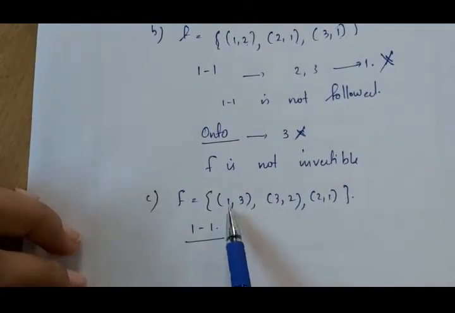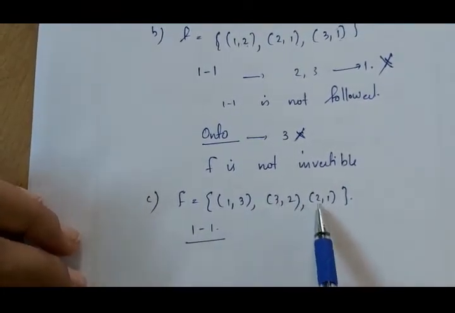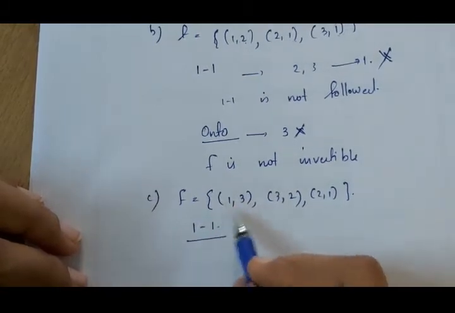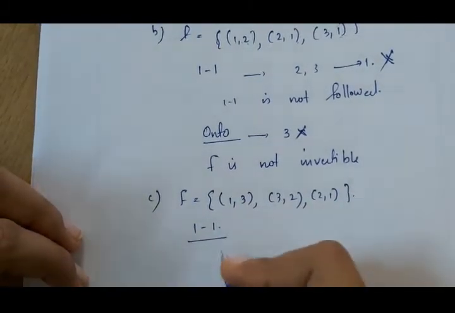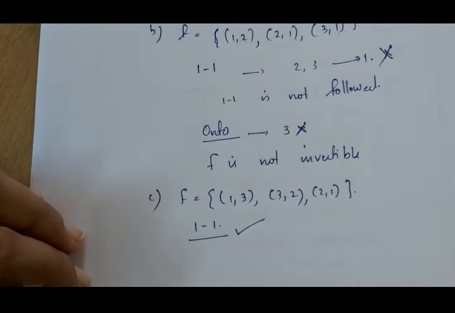One to one property: 1, 3, 3 have image 2 and 2. So each x value has a different y value. So we can say that the one to one property is satisfied.